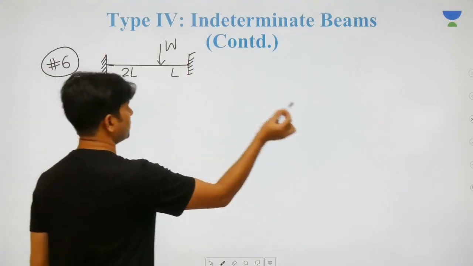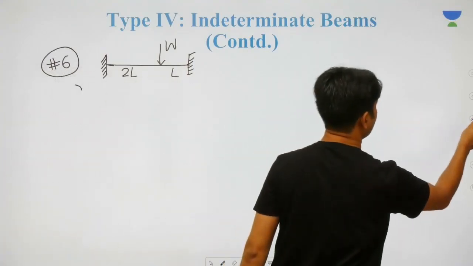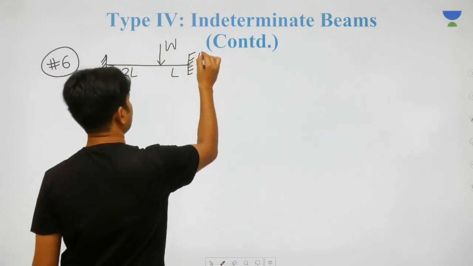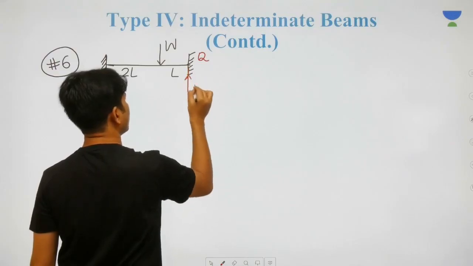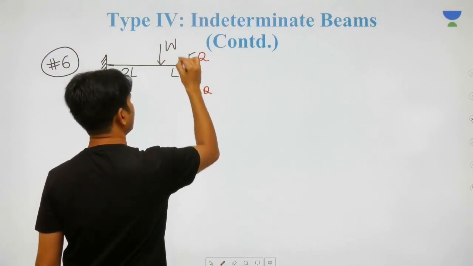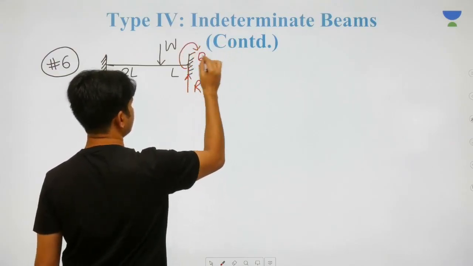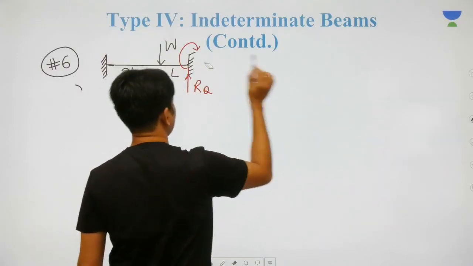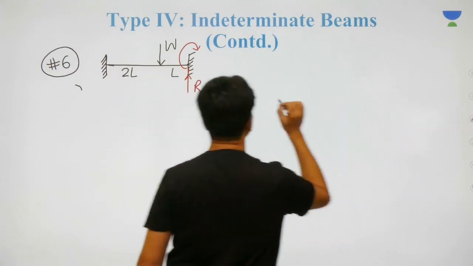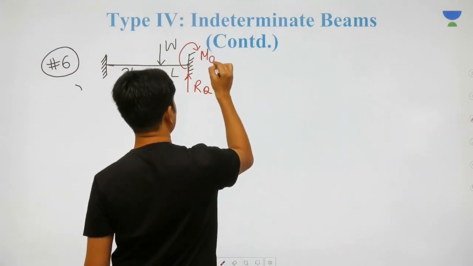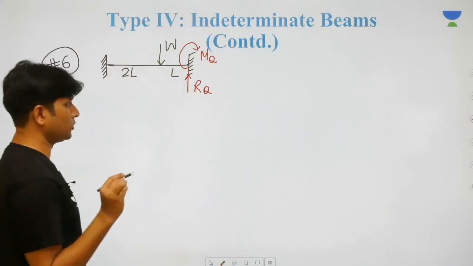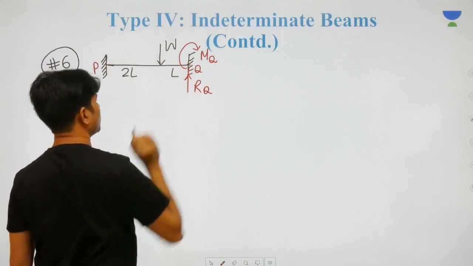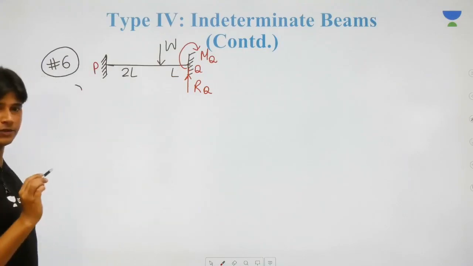Suppose they are asking you to calculate the unknown reaction force and the unknown reaction moment here at this point Q. This point is P here and this point is Q here. How are you going to solve this?